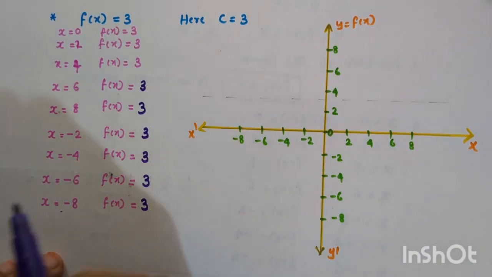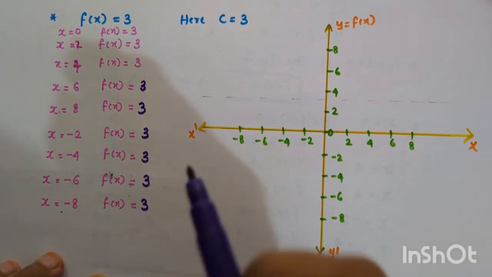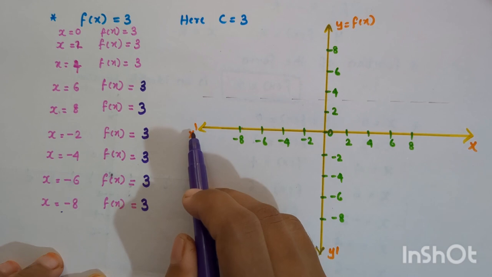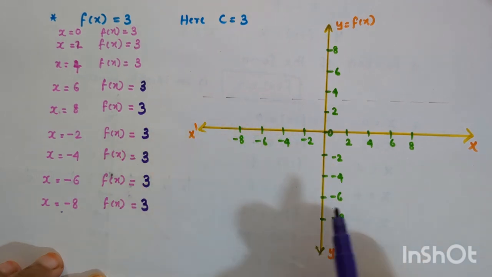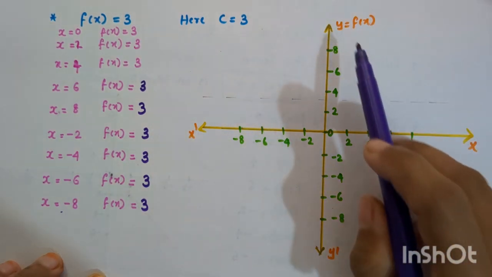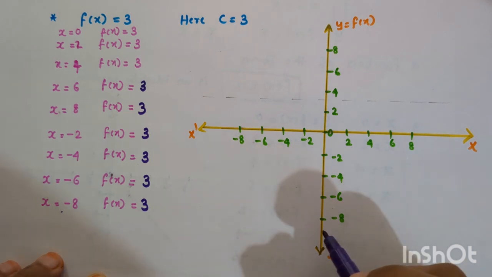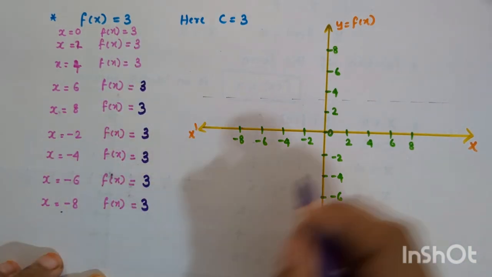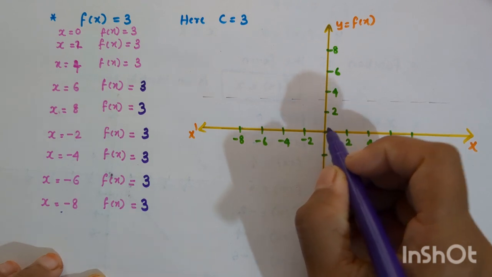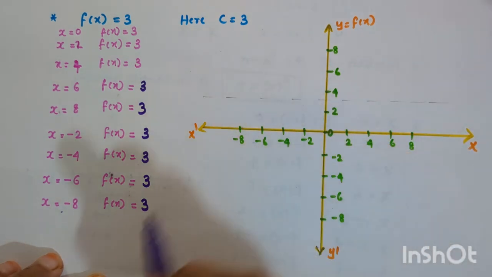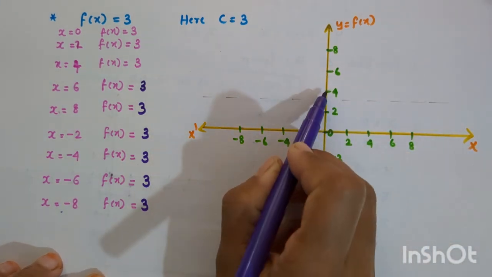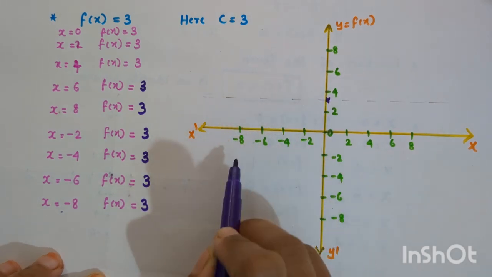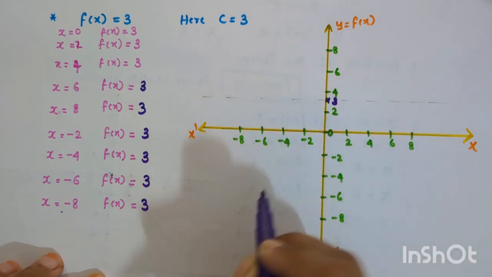Now, let us see how to represent a constant function graphically. Here I have taken some axes: the x-axis, on which we have negative values, and the y-axis, that is the f of x values. Our function is f of x equals 3. When x equals 0, we have y value as 3. Here we have 2, here we have 4, so 3 will be in between these two. So I am taking this point as 3.